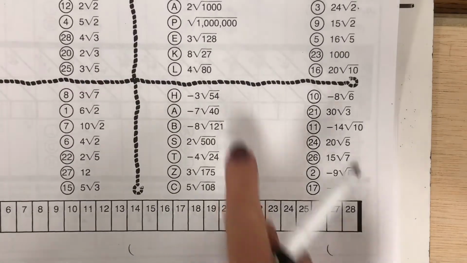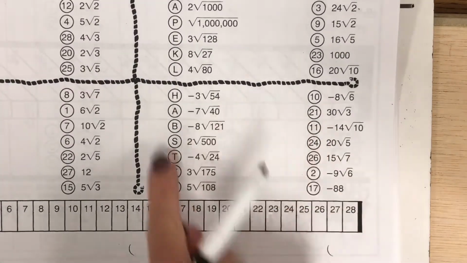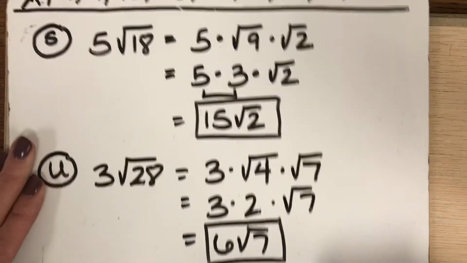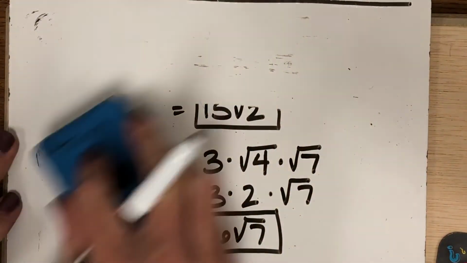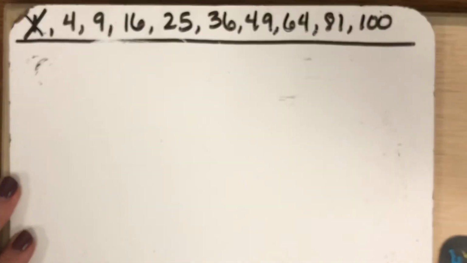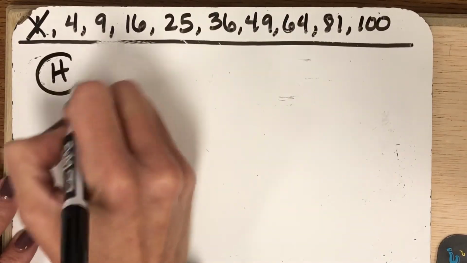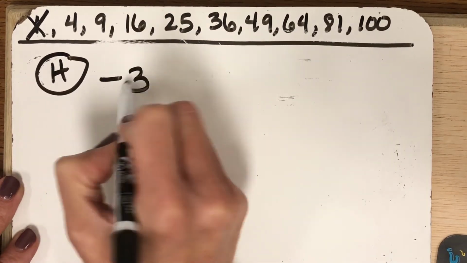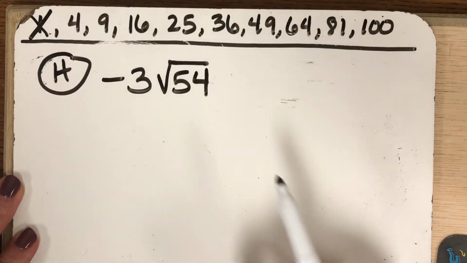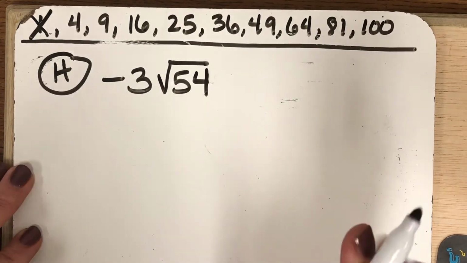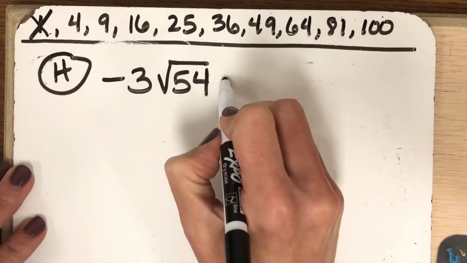All right, let's see what happens when we have a negative in there. So I'm going to go ahead down to this quadrant here and do problem H. We have negative 3 times the square root of 54. So this is the exact same thing as before. Oh no, but I have a negative in there. We can still do that.